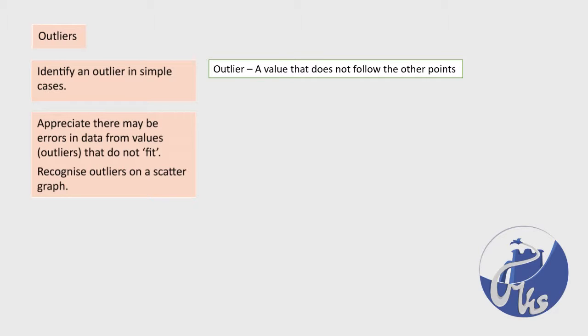It says, appreciate there may be errors in data from values. So that outlier may have affected a mean, and they don't fit the rest of the model. And in a scatter diagram, you'll find that there will be a point that does not follow the other points that you've got. So if you've got a nice positive correlation and there's a point that's way down in the bottom right corner or something, or at the top left, it's going to stand out that it shouldn't be part of that data. And so you might get asked to circle it and recognize that it's there.